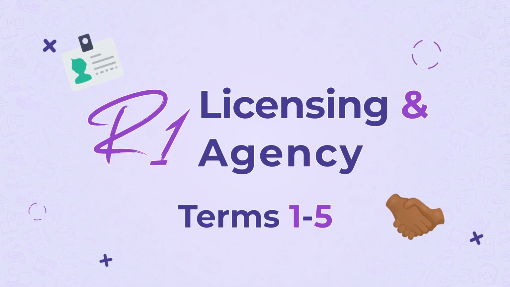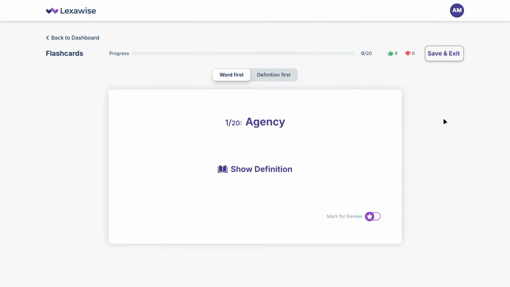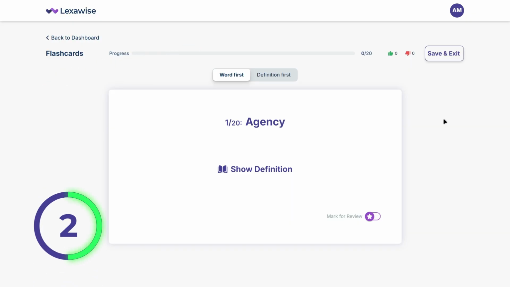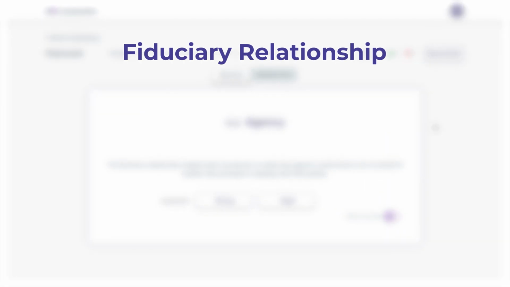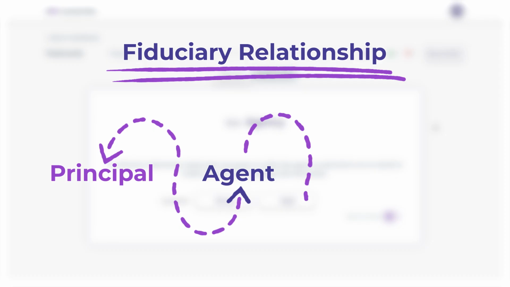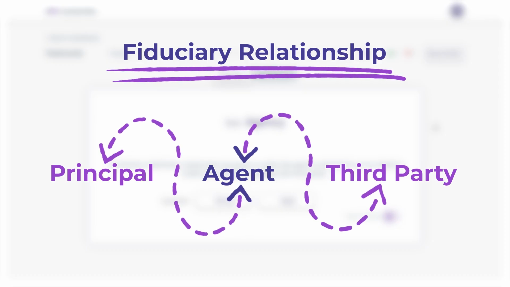Licensing and agency terms. First term, agency. Can you explain what agency means in real estate? Don't just say representation. Give me the full legal definition. Agency. The fiduciary relationship created when one person or entity, the agent, is authorized to act on behalf of another, the principal, in dealings with third parties.